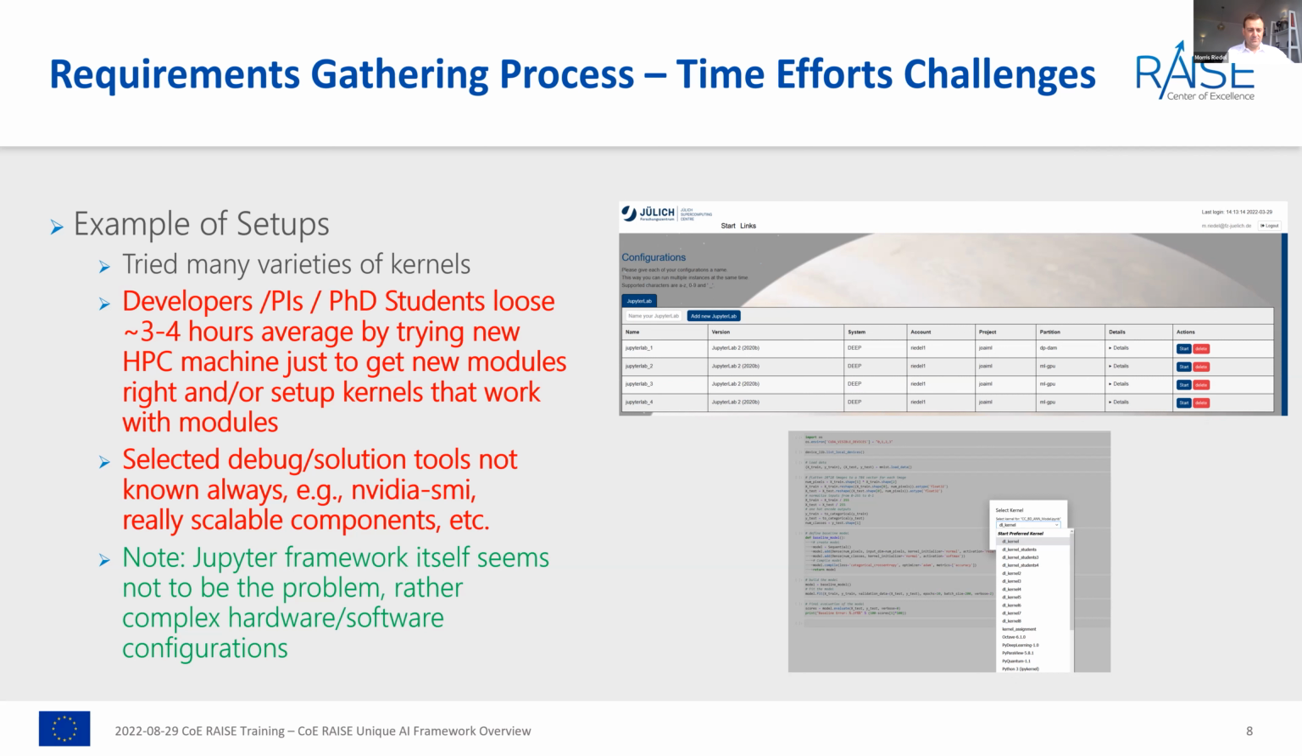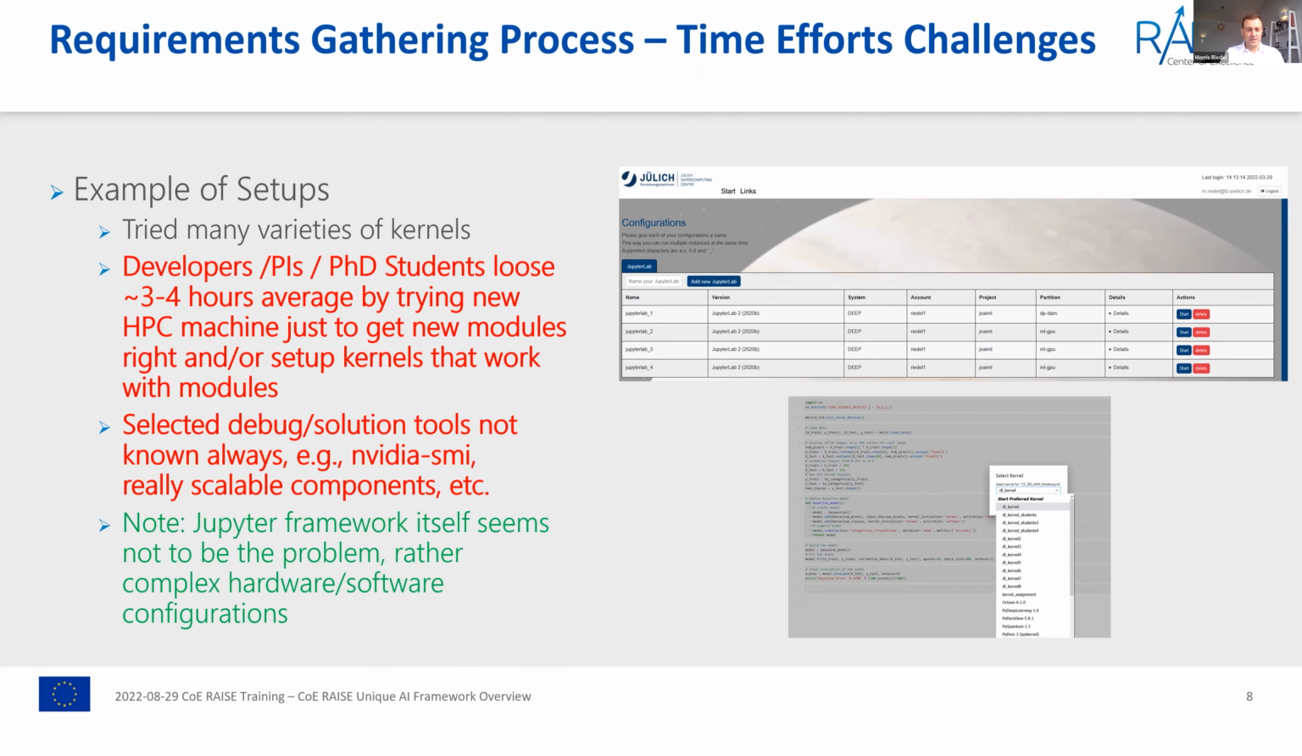And then, of course, many of the other people also said the selected debug tools and solution tools were not known. So sometimes things like NVIDIA SMI, where you see, okay, is my GPU really used or not, are also not familiar to many AI developers that are used to developing AI, but are not really oriented towards scalable computing right now. So in the framework we also provide some previous configuration that works. And this is also one part of the framework, if you will.